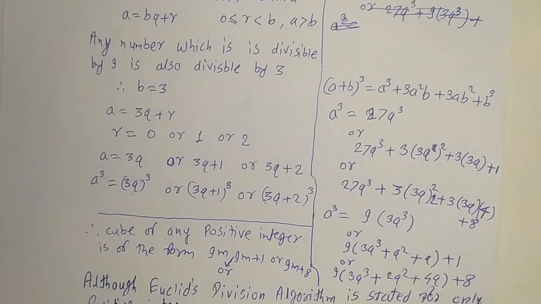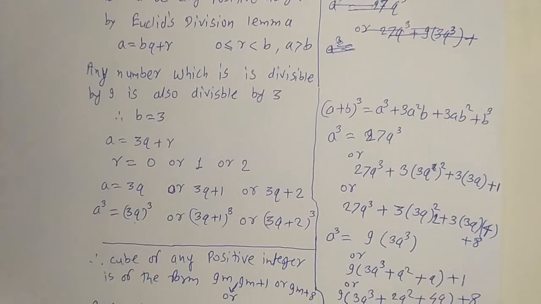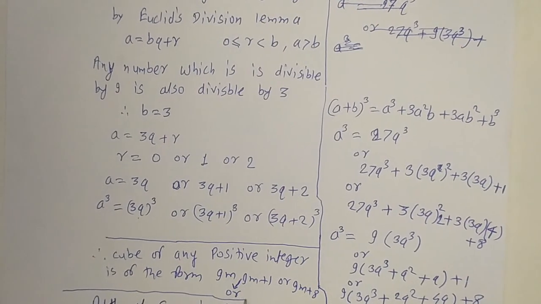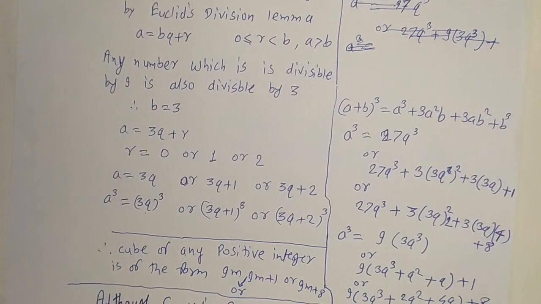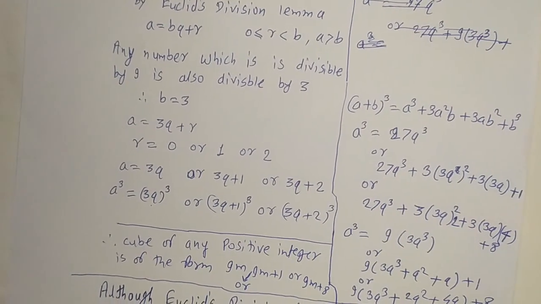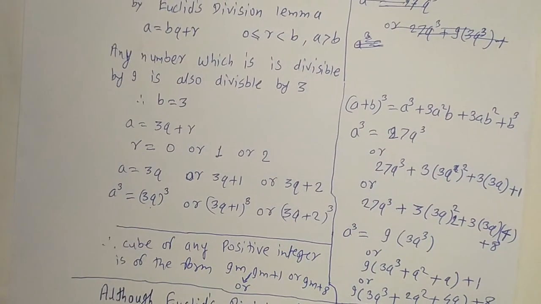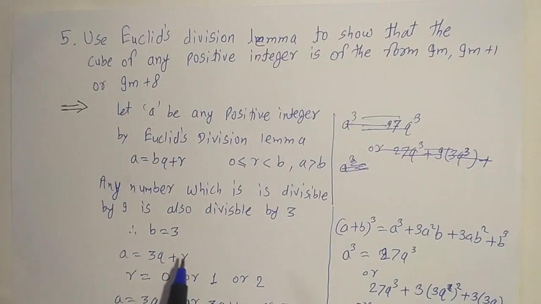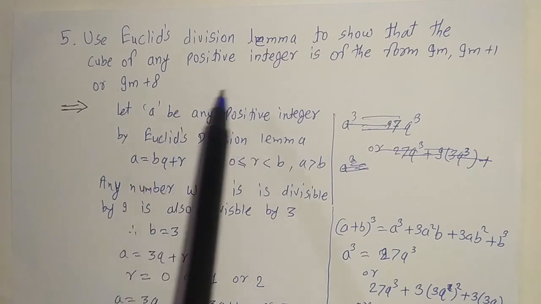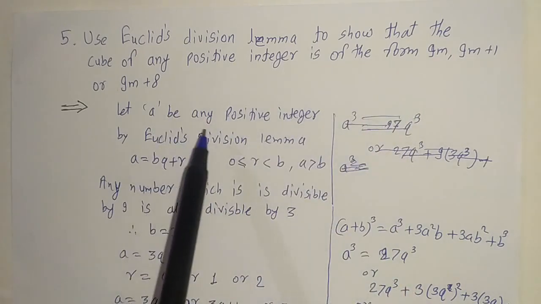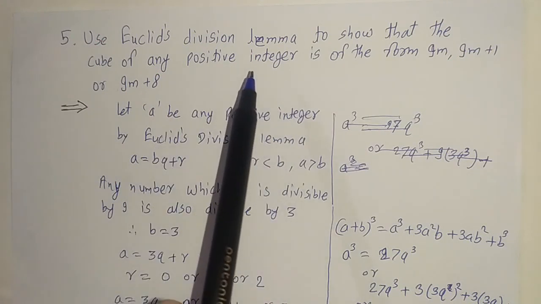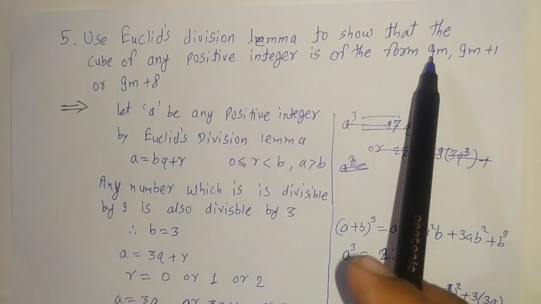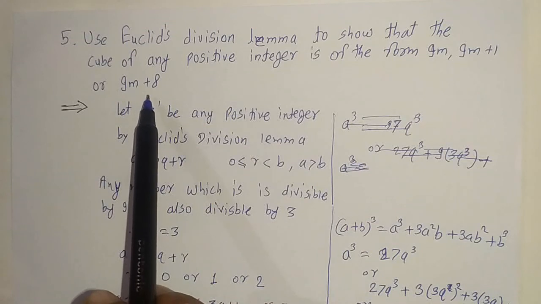Okay, so let me explain it to you one more time. The solution got a little messy here, there is little space available. Next time I will draw it on a bigger sheet. Here the value of a has to be any positive integer. What is given here is you have to show that the cube of any positive integer is of the form 9m plus 1 or 9m plus 8.